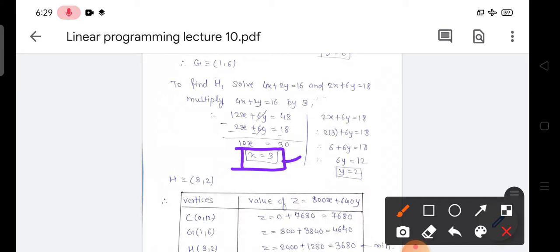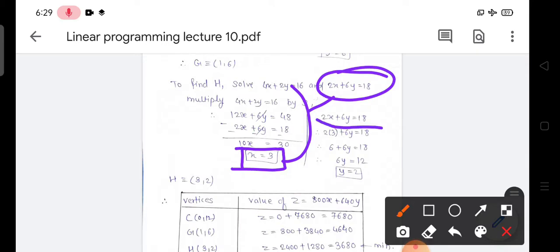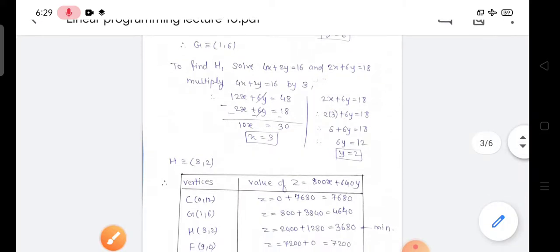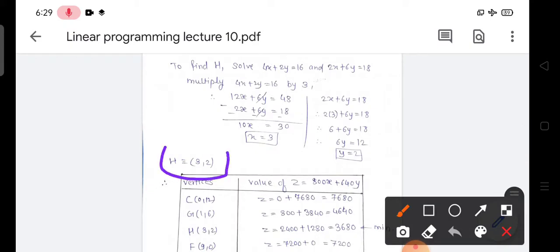Put x value 3 in any one of the equations. Okay, so I'll put it in the second: 2x plus 6y equals 18. So 2 into 3, 6, plus 6y equals 18. Hence we get y equals 2. Therefore, the H coordinates are (3, 2).